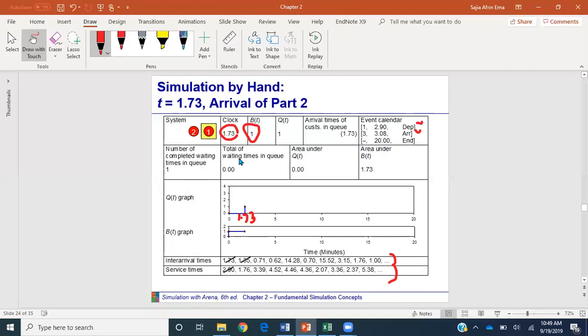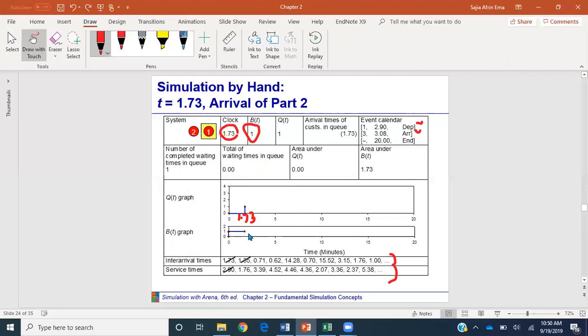Or basically, sorry about that. This stat is simply saying the total waiting time in the queue. So part 1 came in and straight away went to the service. It didn't spend any time in the queue. But part 2, as we have seen before, is going to wait in the queue. So whenever a waiting is complete, this value will change. Okay. Area under graph QT is still 0.